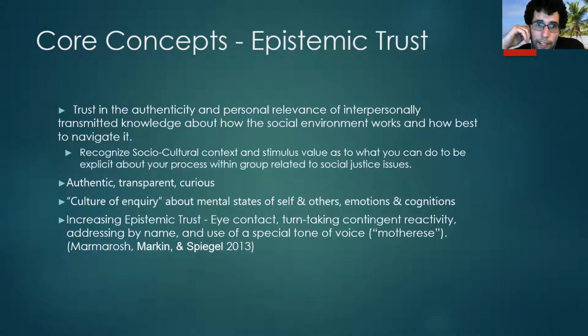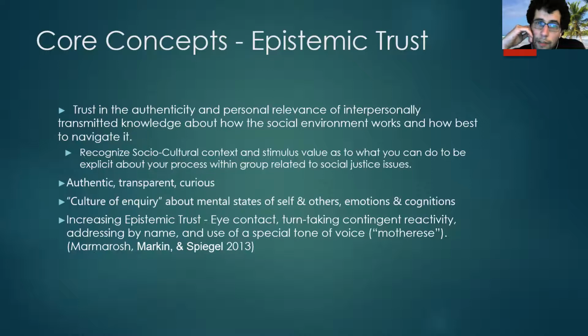But recognizing, again, the social cultural context of what might lead to people needing to have that vigilance, and for you to be explicit about that, again, I think enables there to be trust earlier on. You want to be able to, as a leader, be authentic, transparent, and curious. That will allow trust, again, to be able to build over time. And within this group, we talk about creating a culture of inquiry about the mental states of yourself, your others, your emotions, your cognitions, the internal state, as well as your external states.